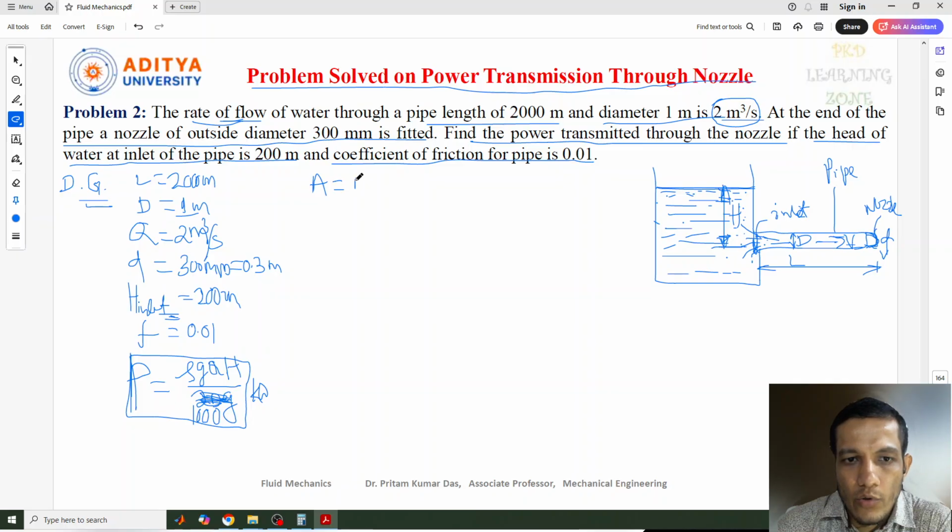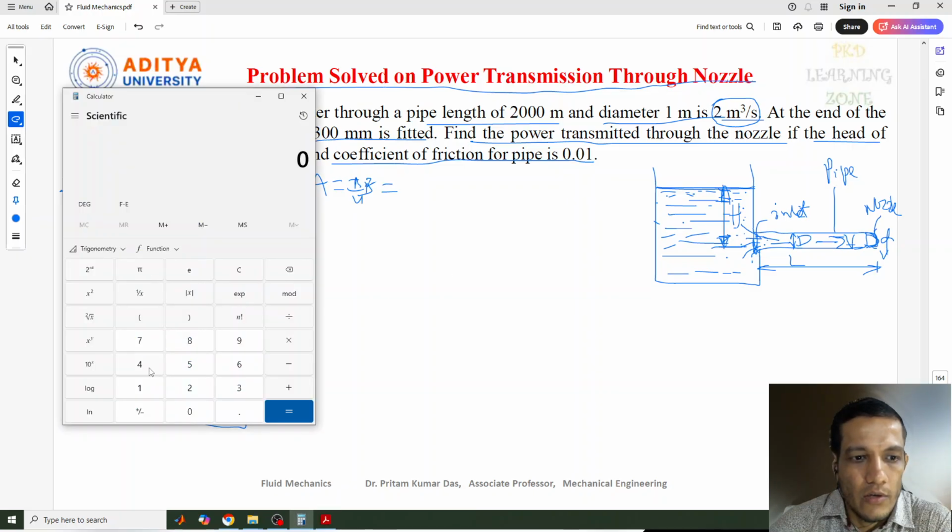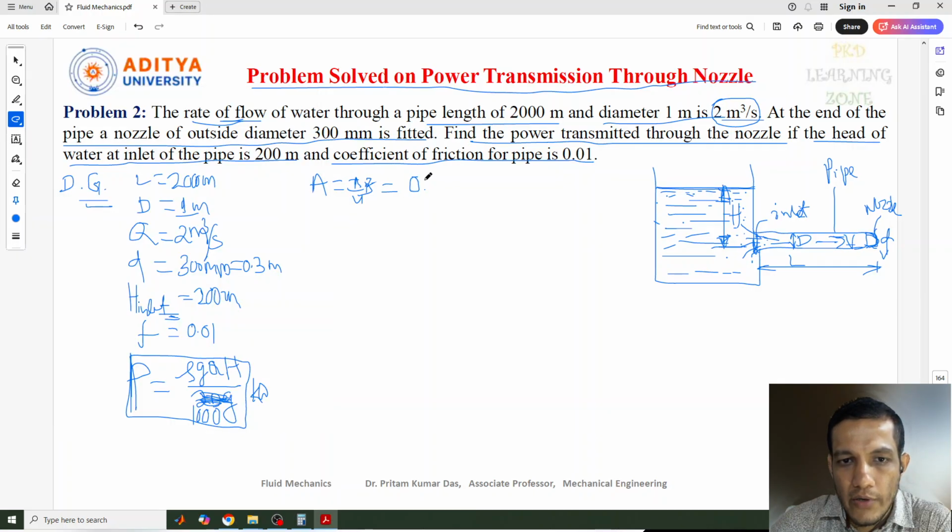Area of the pipe equal to pi by 4 d square. So pi by 4 d square, we can find out simply: pi divided by 4 is 0.785, because the diameter is 1 meter given, so this much meter square. Similarly, once you find out this area of the pipe, we can calculate the velocity actually.